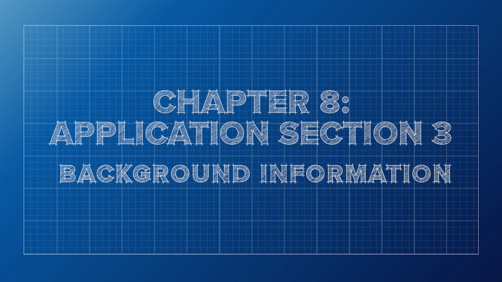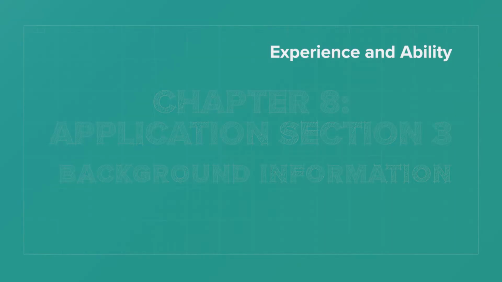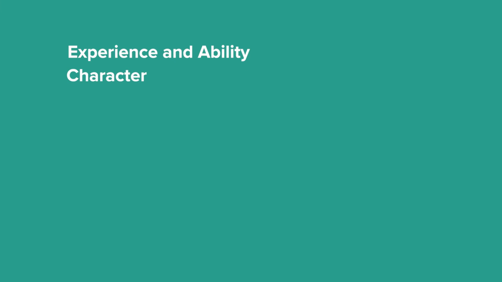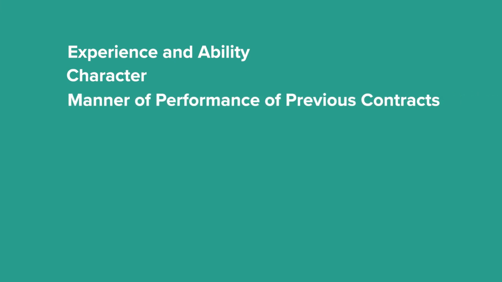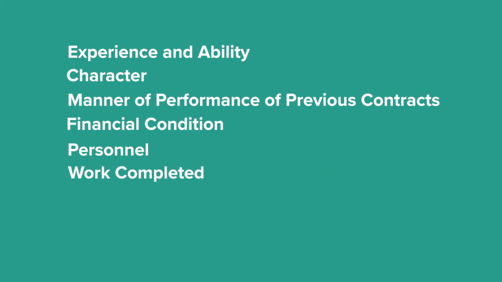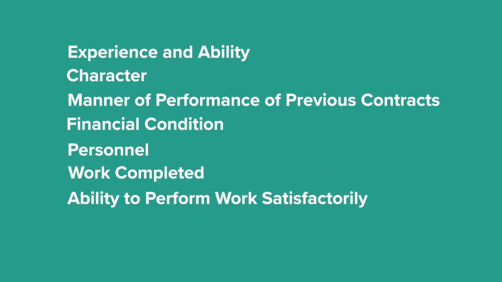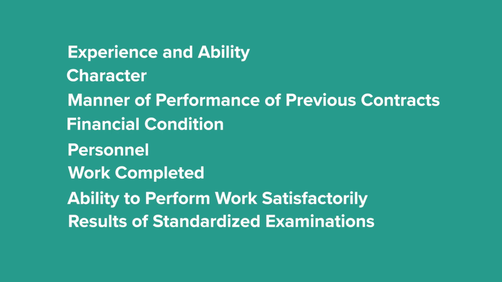Section 3. Background information. In determining the qualifications of any applicant for a certificate of licensure, the board shall take into consideration a variety of factors, including experience and ability, character, manner of performance of previous contracts, financial condition, personnel, work completed, and ability to perform work satisfactorily, as well as the results of standardized examinations.